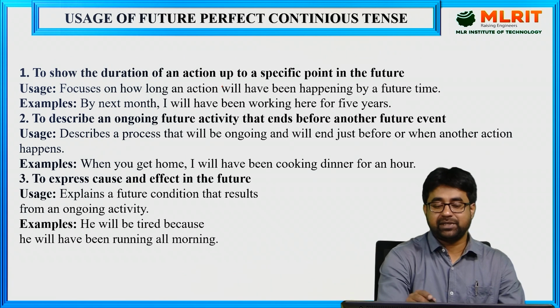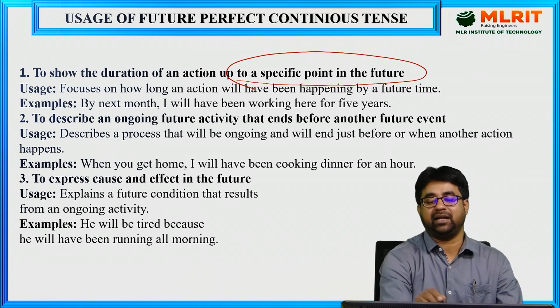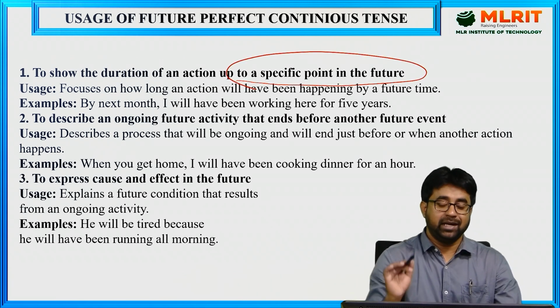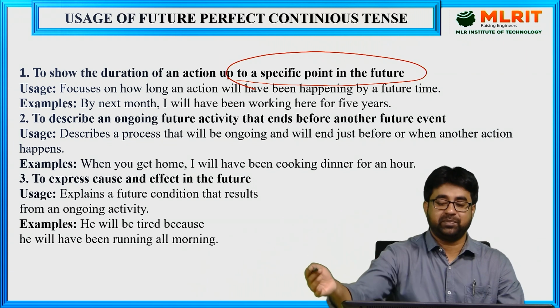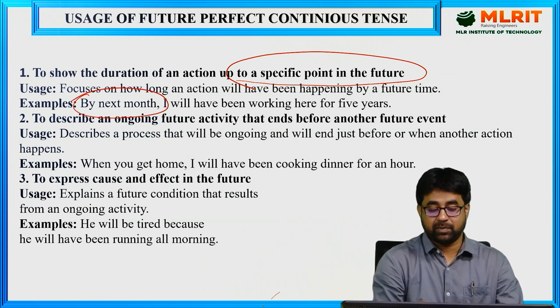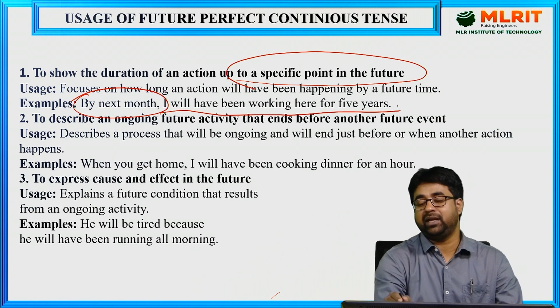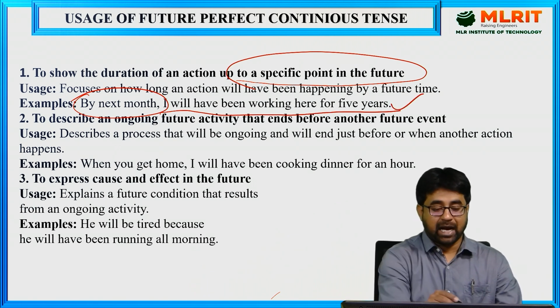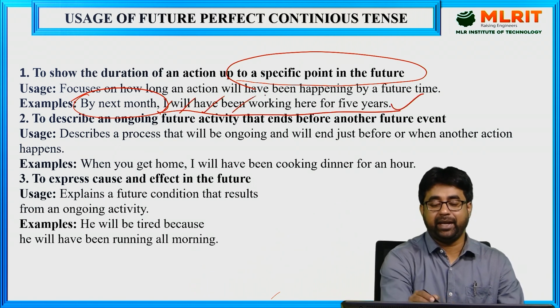To show the duration of an action up to a specific point in the future. If you're talking about the duration of an action up to a specific point in the future. By next month, I will have been working here for 5 years. I, subject, will have been V4.